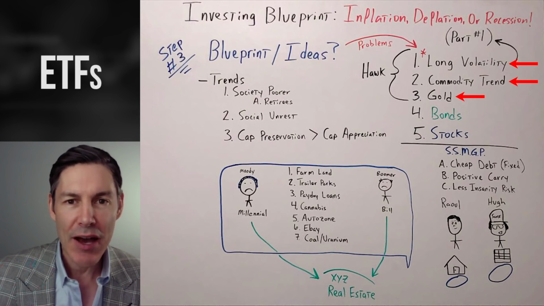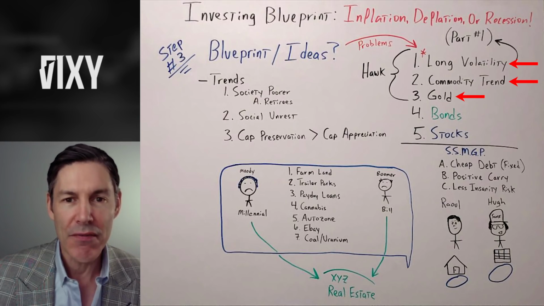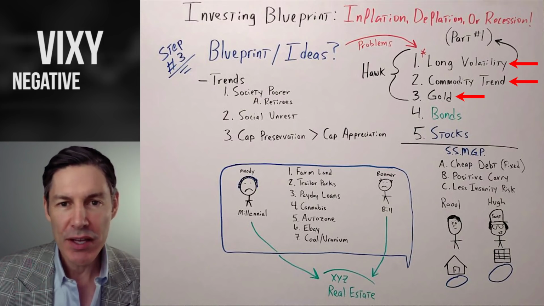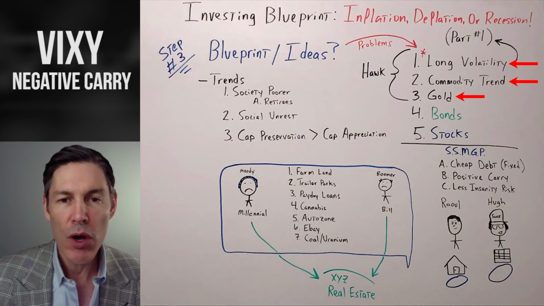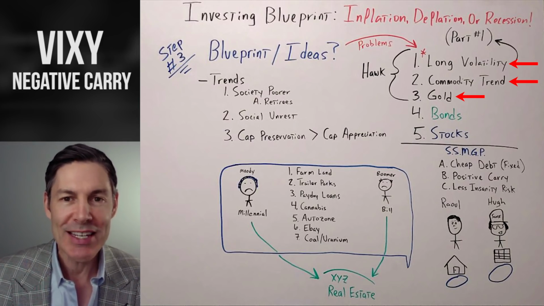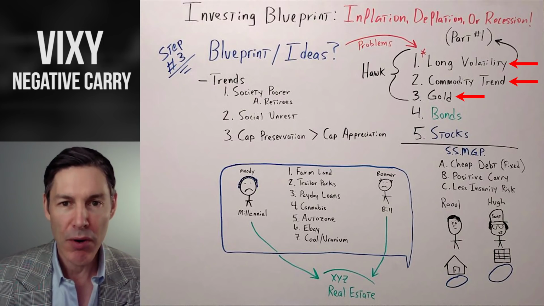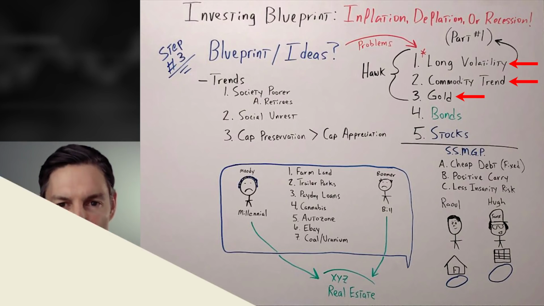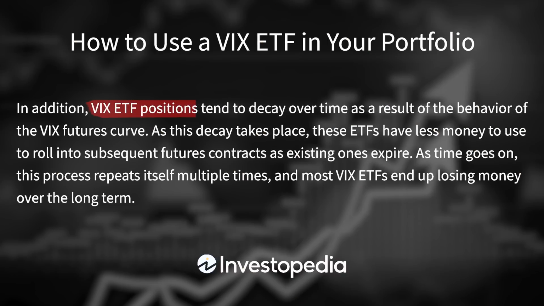There are ETFs that are long volatility, like the VIXI, but unfortunately, they almost always have a negative carry, just like USO, where they have to buy futures and roll them over when the futures curve is in contango, meaning the spot price is lower than the future prices. They always lose money over time. To understand this further, let's go right to Investopedia. VIX ETF positions tend to decay over time as a result of the behavior of the VIX futures curve.